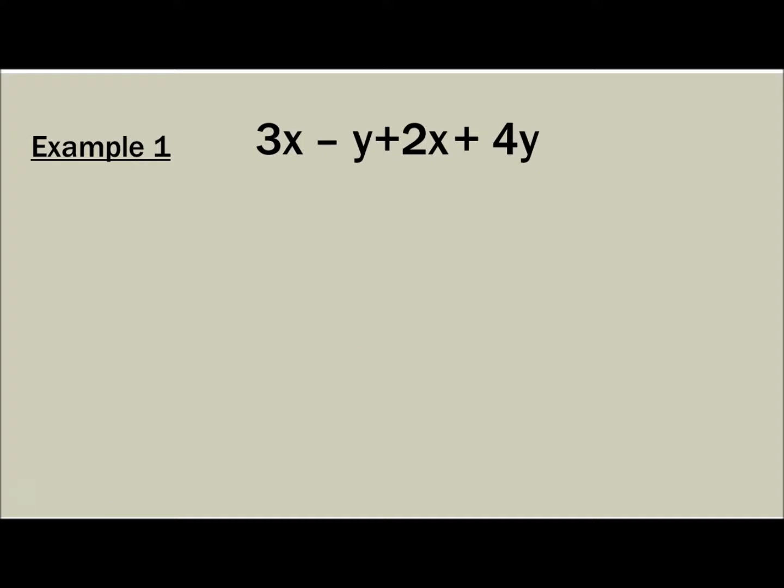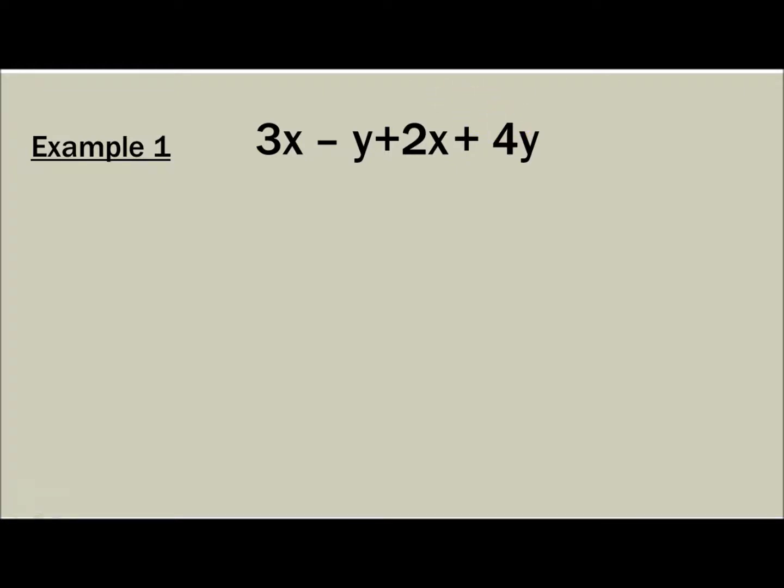So in example 1, we're going to make sure our terms are the same and we're going to combine the same terms. In this case, I have 3x minus y plus 2x and then plus 4y. Variables that we're talking about are x's and y's. The first term of x has a coefficient of 3. The second term has a coefficient of negative 1. The third term has a coefficient of positive 2. And the fourth term has a coefficient of positive 4.